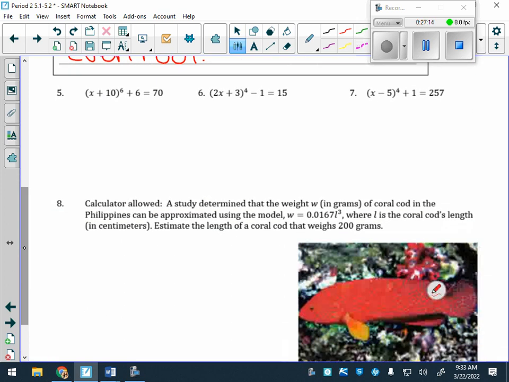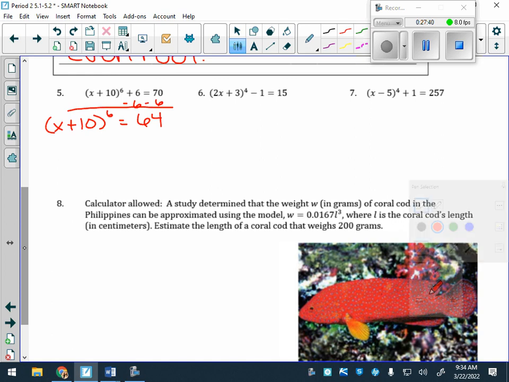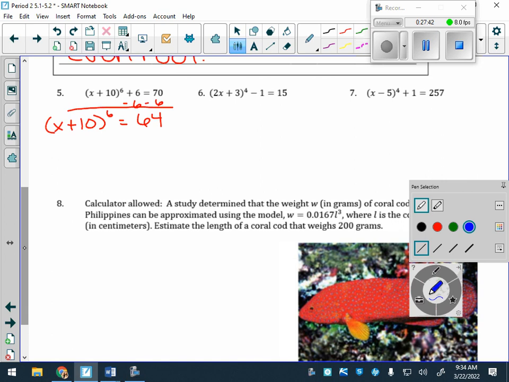So if we look at number 5 here, what do you have to do first? Subtract the 6. So we have x plus 10 to the 6 equals what? 64. Now what do you have to do? How do I get rid of that exponent? Not distribute, because you would have 6x plus 10s. Take the 6th root of either side.